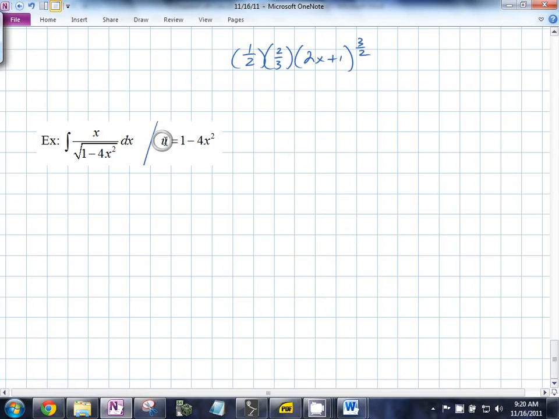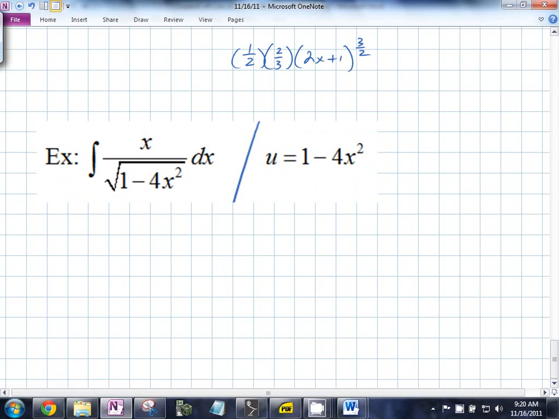Negative 8x dx. What does dx therefore equal? Over negative 8x. So now what do we do? Substitute. So what does this integral become? X over what? The square root of u. Good. Times what? Over.